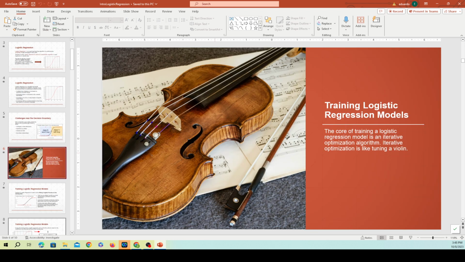So, training logistic regression models. The core of training a logistic regression model is an iterative optimization algorithm. Iterative optimization is like tuning a violin. So we're going to have to tune our logistic regression graph depending on the data we're using to train our logistic regression model. Let me say it again. Like a violin, you have to tune it to make the perfect sound. We're going to have to tune our logistic regression with data to make sure it makes the best prediction.